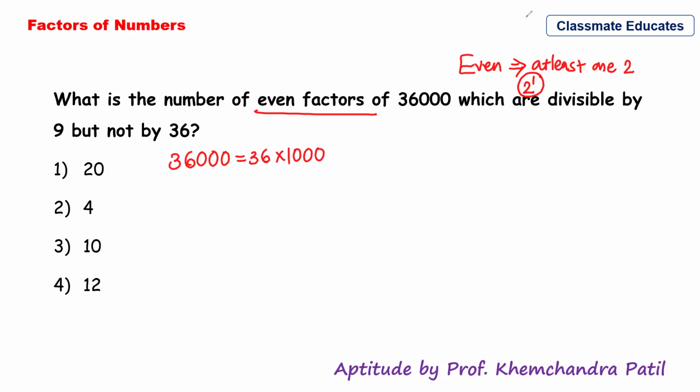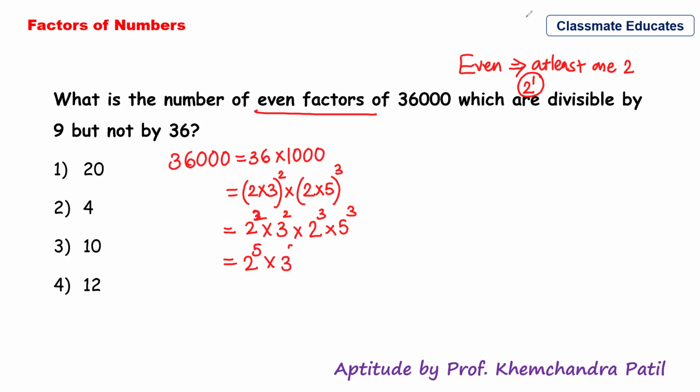You have to do the prime factorization. So 36 is nothing but 6 square. I'm writing this 6 as (2 multiplied by 3) whole square. And this is 10 cube. I'm writing this 10 as (2 into 5) raised to 3. Now if you break up the brackets, you will get 2 raised to 2 multiplied by 3 raised to 2, then 2 raised to 3 multiplied by 5 raised to 3. If you club all this, then you will get 2 raised to 5 multiplied by 3 raised to 2 multiplied by 5 raised to 3.